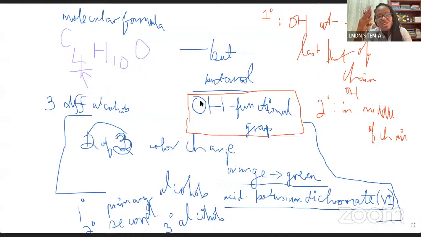Now, in terms of where the functional group is, the OH group is, that's what determines whether it's primary, secondary, or tertiary, right? Primary alcohols are oxidizable because the OH group is at the end, so you have more leverage, right? And in terms of its ability to be oxidized, more oxidizable.